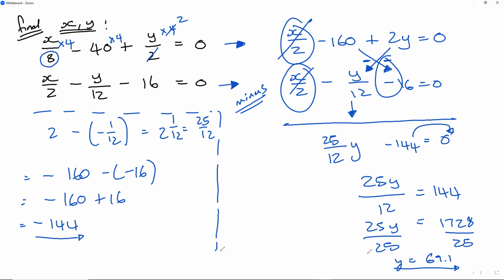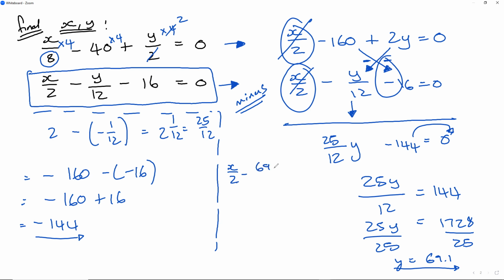All I've got to do now is substitute it into one of the equations to find x. So what we're going to do now is substitute y, which is 69.1, into any one of the equations. Which equation we substitute it into doesn't matter. So let's go with this equation here, because x is dividing by 2. I'm going to write that equation at the bottom here. I've got x over 2 minus 69.1 over 12 minus 16 equals 0.